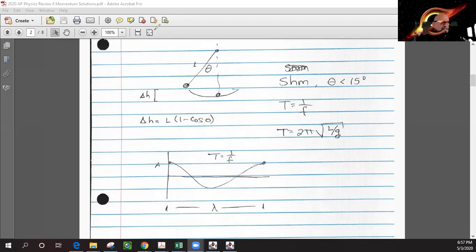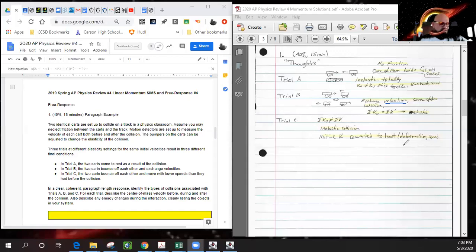All right, let me hit pause here real quick, and pause the Zoom recording. Okay, so here's trial A, trial B, and trial C. Anybody have any questions about trial A, B, or C, or how we would respond to this?